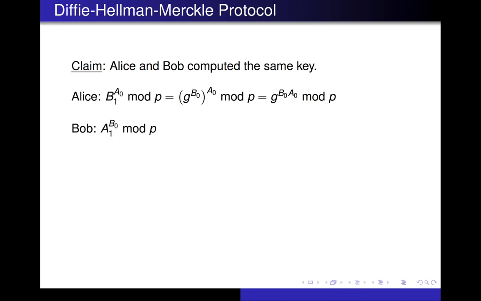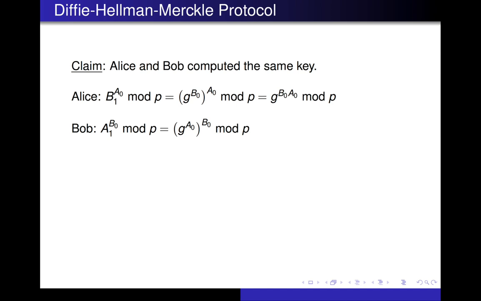Well, he does the flip side of it, right? He takes Alice's number A1 and takes it to his private number B0 power, mod P. And remember that A1 was actually G to the A0, right? That was the number that hid Alice's private number. So then we get G to the A0, all to the B0, mod P.